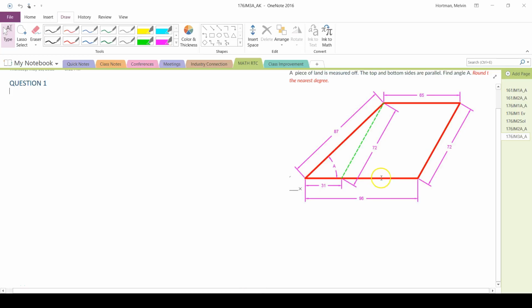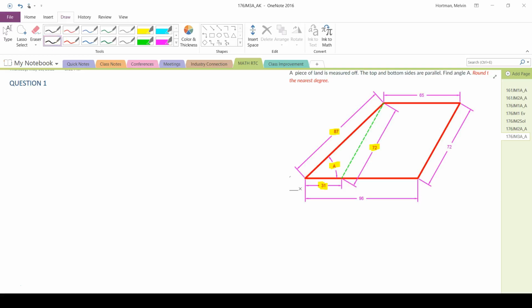So for question 1, we're to find angle A here. We're to find angle A. And we know all three sides of our obtuse triangle that is formed when we measure off a piece of this land here. So when we know all of the sides and no angles, that is a side problem, and we have to use law of cosines to solve the problem.